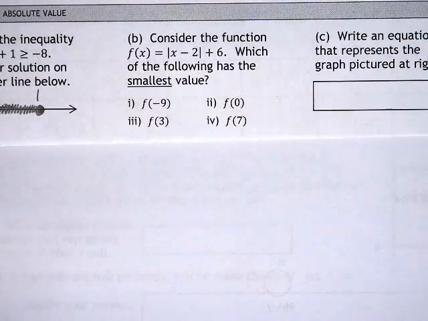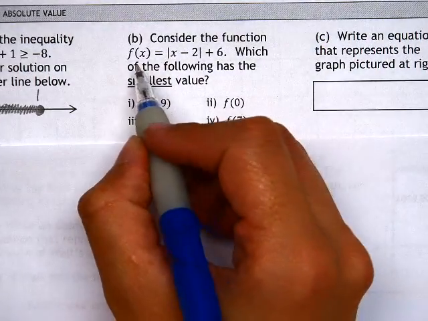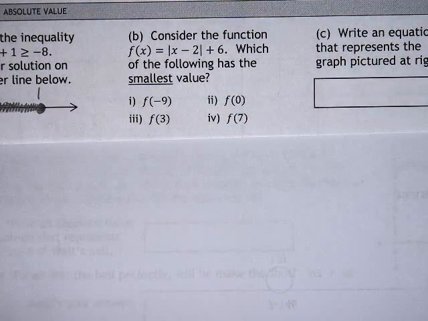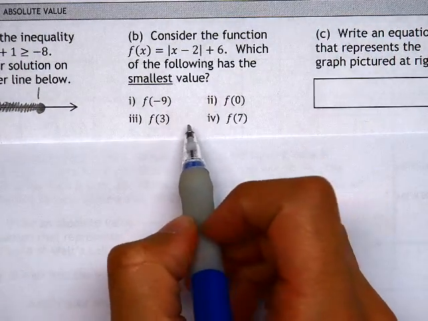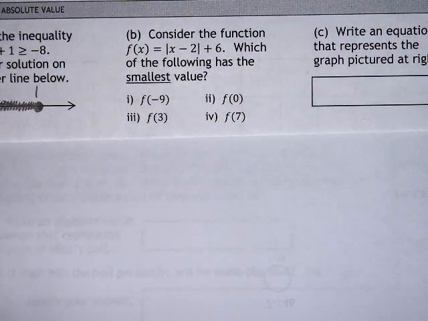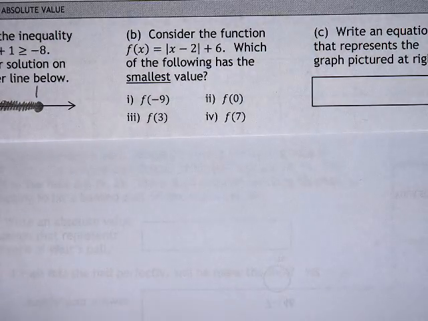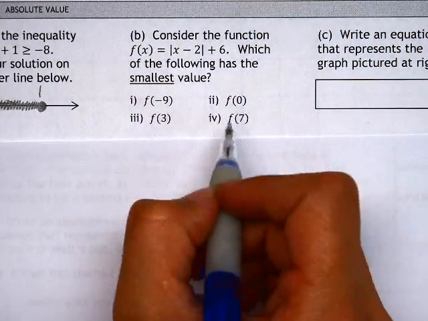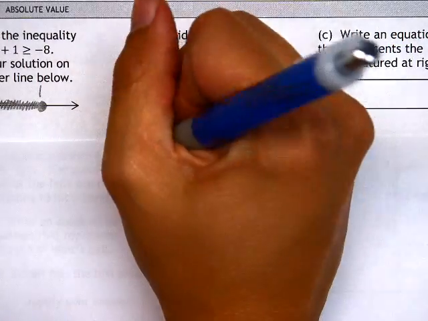For concept 3, question B, we're going to be asking a question about the function f of x. It's another absolute value function. Now, the question itself is going to ask us to test 4 different possible inputs for f to see which one has the smallest value as an output. So we essentially just have to test each one. Let's start with the first one.